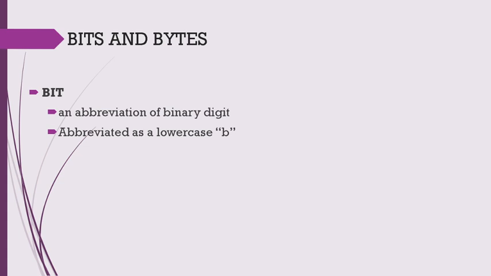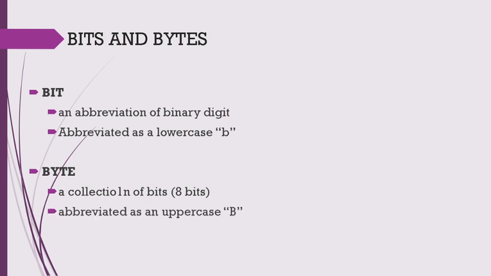Okay, and if we talk about byte, it is a collection of bits. So again, if it's 8 bits, it's equivalent to 1 byte. If it's 16 bits, it's equivalent to 2 bytes. Okay, it is abbreviated as an uppercase B, or big letter B.